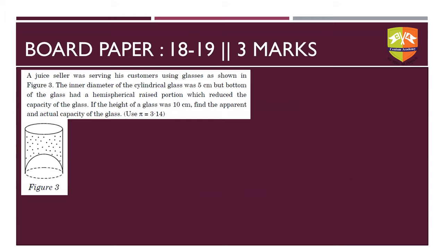Now this is similar. What will you do in this case? A juice seller was serving his customers using glasses as shown. The inner dia of the cylindrical glass was 5 centimeter, but bottom of the glass had a hemispherical raised portion which reduced the capacity of the glass. If the height of the glass was 10 centimeter, find the apparent and actual capacity of the glass. What is apparent capacity of the glass? The volume of the cylinder, right? And what is the actual volume? The volume of the cylinder minus volume of the hemisphere. Am I right, folks?